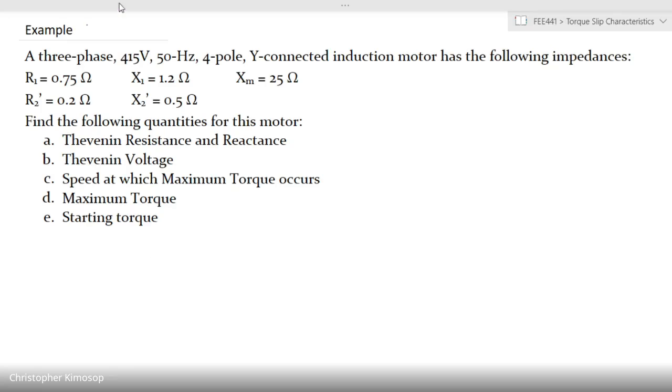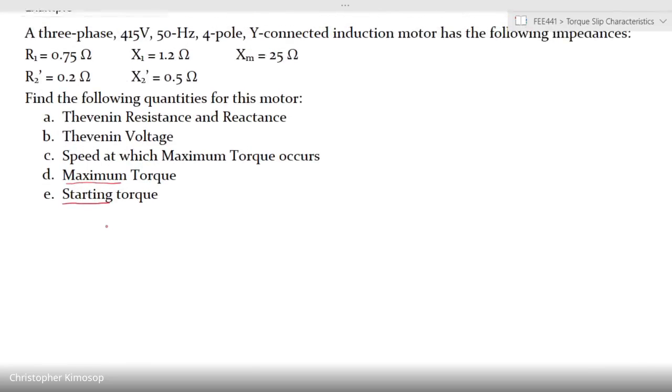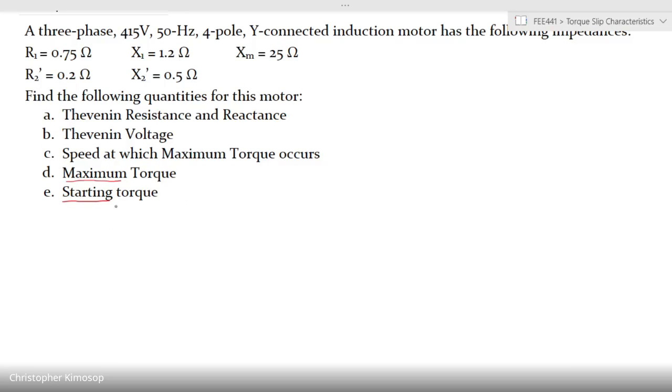So let's try and to wind up, let's see what we can do. So we have our motor with all these impedances, which are what we know, right? And we have been asked to find the various quantities, key of which is we want to get maximum torque and we want to get starting torque, which are useful points along the characteristic of the motor. So let's start with the Thevenin resistance, reactance, and the voltage at the same time.